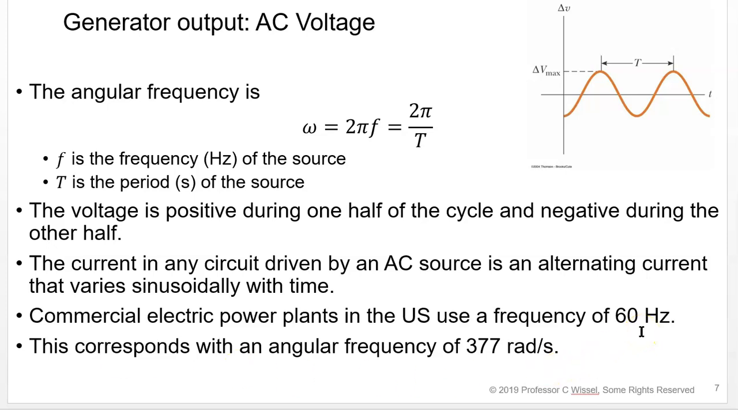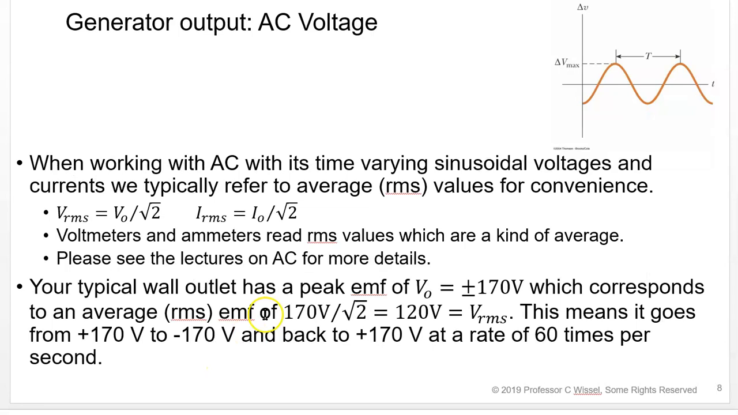If you're in the United States and the frequency is 60 hertz, if you multiply 60 times 2 pi, you end up with 377 radians per second. So that corresponds to an angular frequency, omega, of 377 radians per second. Now when working with AC, and with its time-varying sinusoidal voltages and currents, we typically refer to average or RMS values for convenience. And I explained that in a previous set of slides.